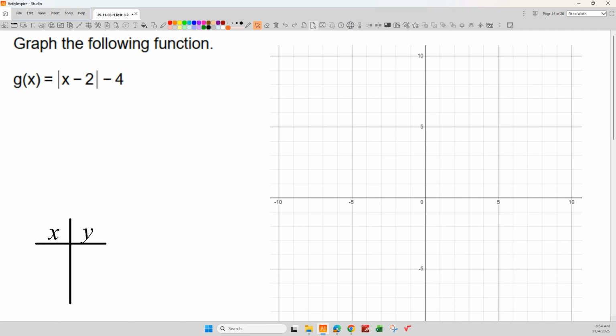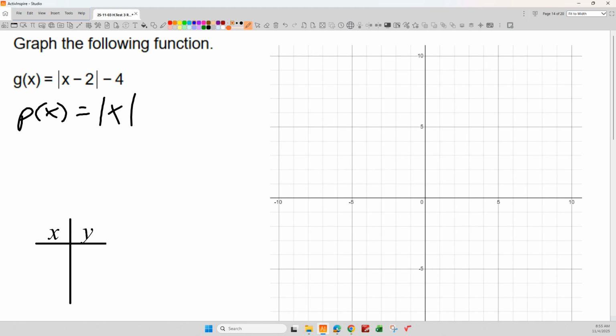Okay, how about this one? Graph the following. So what's the shape, show me with your arms, what's the shape of a graph like this going to look like? Yeah, it's going to be V, isn't it, right? It can be V-shaped, it's an absolute value graph. So what have we done to this absolute value graph? We know the parent function is an absolute value function.